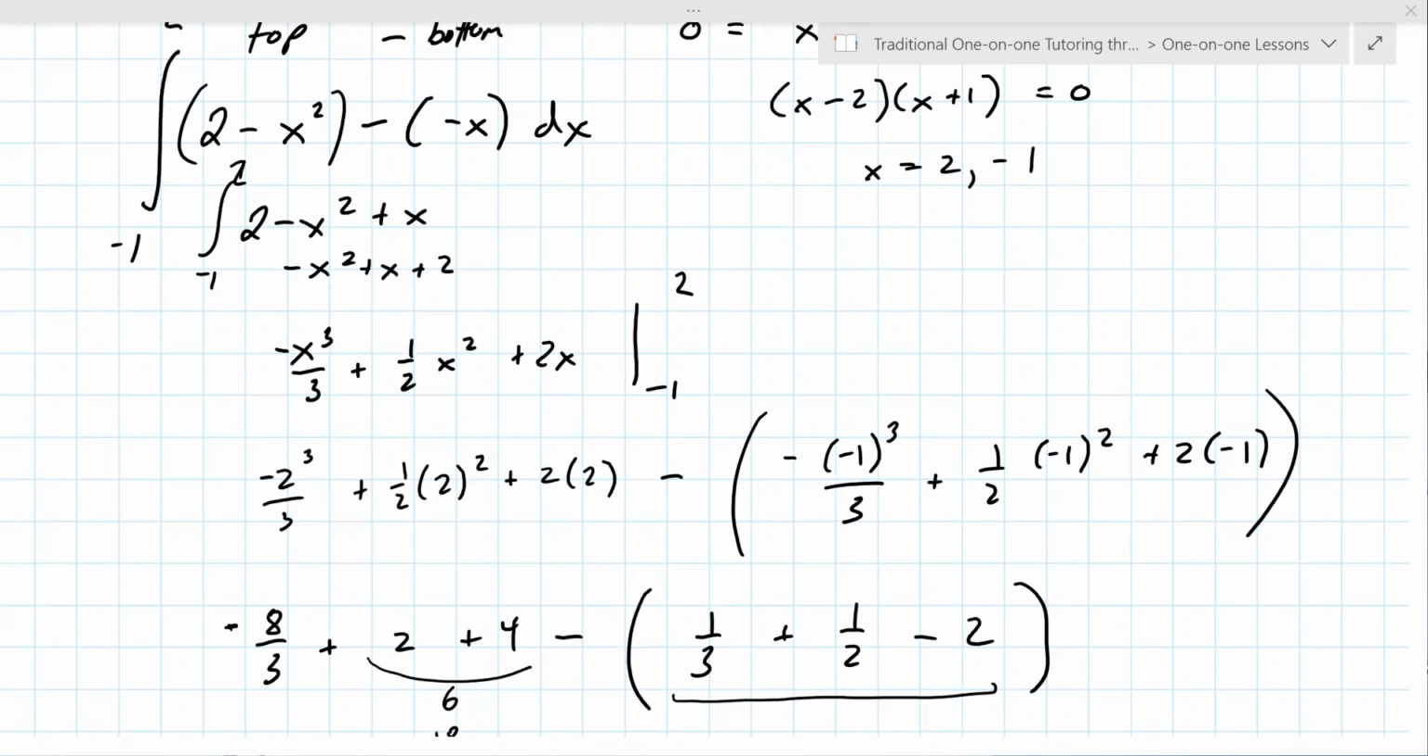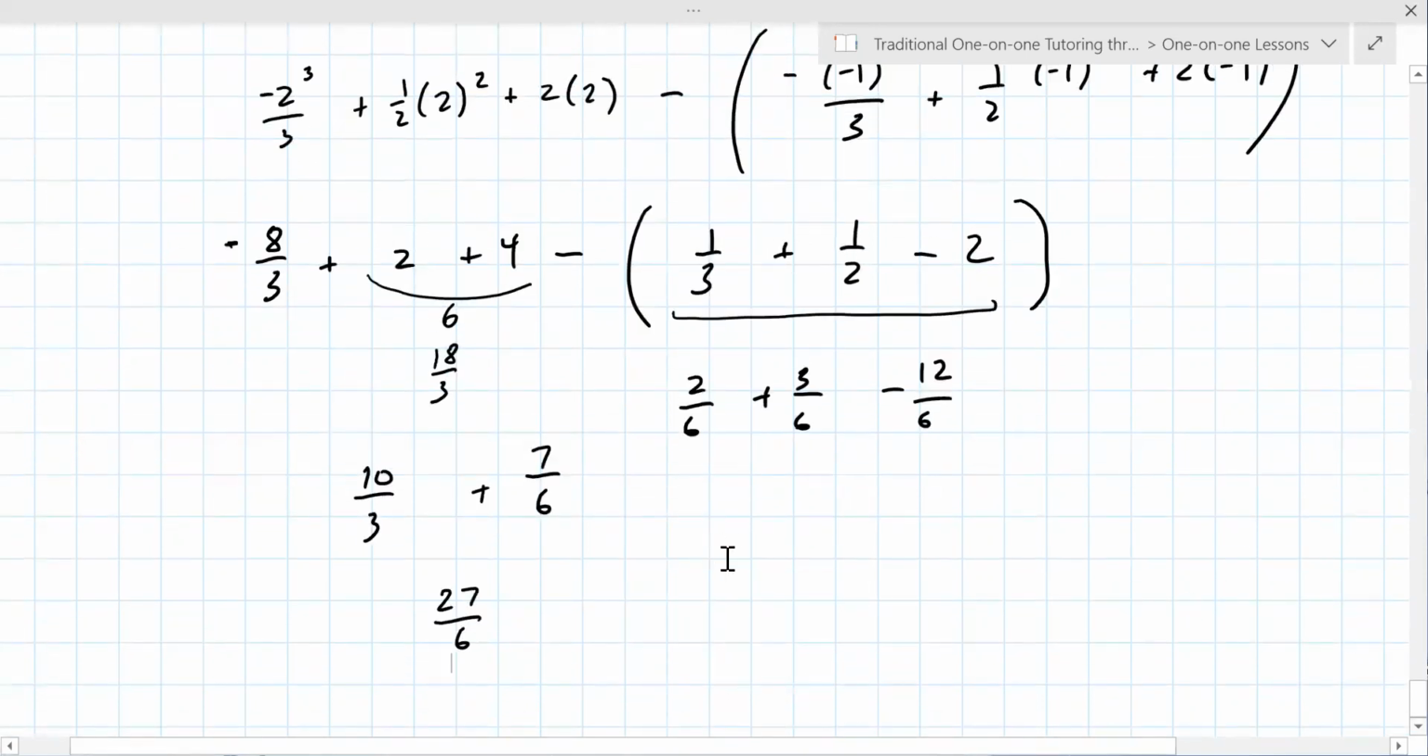Squared. Definite integrals. Negative 1 to 2. Then we said 2 minus x squared plus x. Is that right? Yeah, it is 9/2. So there's a difference. Did we do it wrong? Can you scroll down a little? Yes.